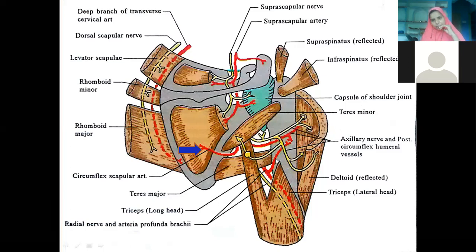Okay. Now coming to this lower triangular space. By practicing this diagram, automatically you will write everything looking at this picture. So again, superiorly, when you talk about this triangle, it is bounded by teres major, laterally shaft of the humerus, medially long head of triceps. The content is radial nerve and profunda brachii artery. Profunda brachii artery we will study when we are doing the branches of brachial artery. We know brachial artery is the continuation of axillary artery.